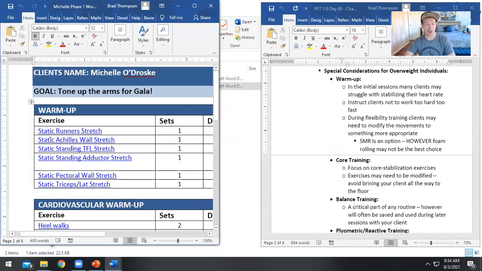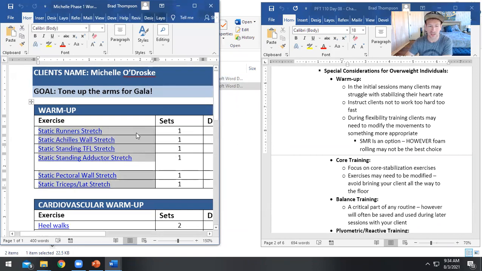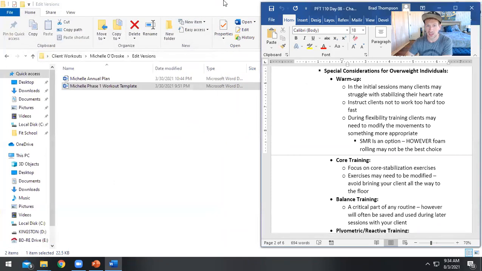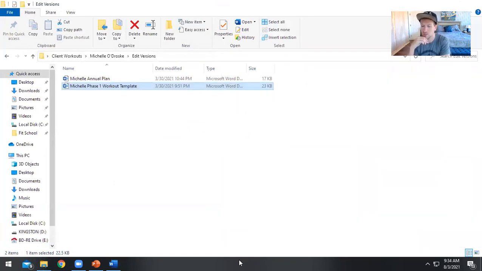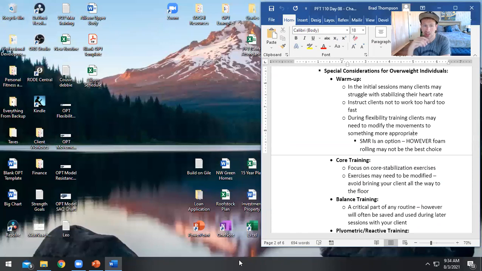You can see here we've got 1, 2, 3, 4, 5, actually 6 static stretches and no foam rolling because this client can't foam roll. She's got osteoporosis that's pretty severe in her lower and upper body, her wrist in particular. There's no version of her holding herself up on a foam roller that's not going to hurt her wrist. So we don't foam roll. So I got 6 static stretches there.